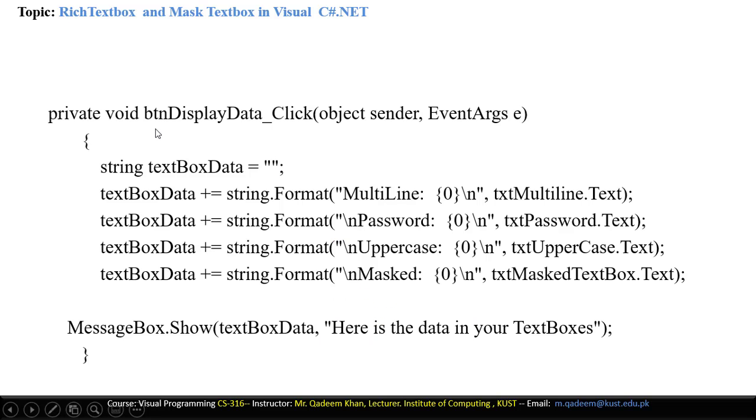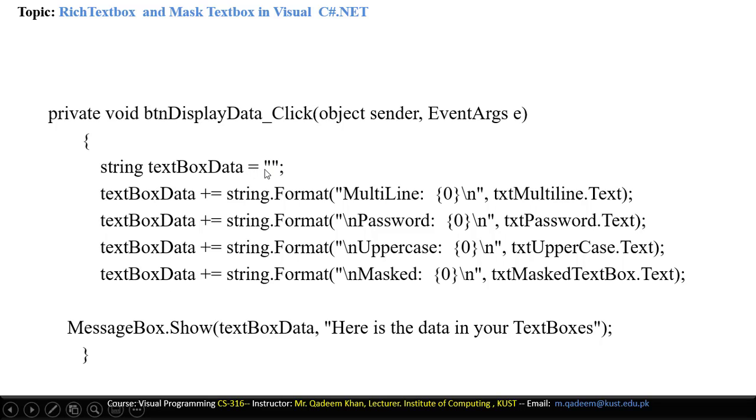Now, this is the code behind the button, btnDisplayData_Click. This button will be clicked when this event is raised here. So when this button is clicked, then the particular event is raised here. Private void btnDisplayData_Click(object sender, EventArgs e). Now this is the body of the event.